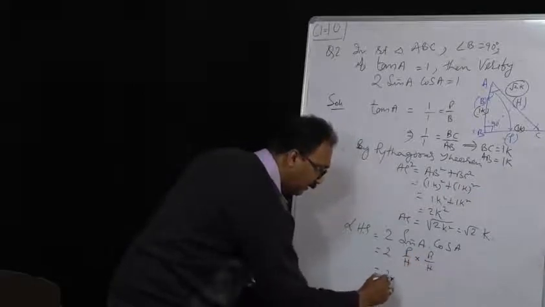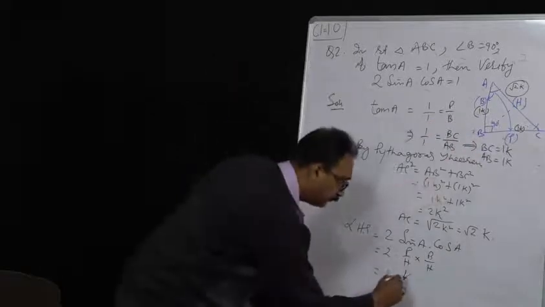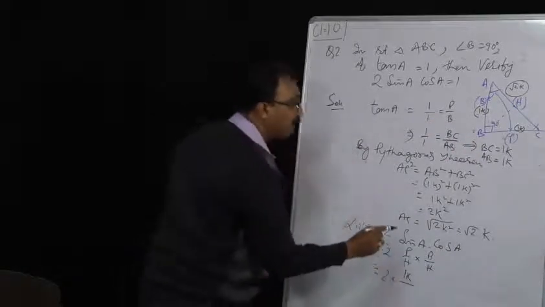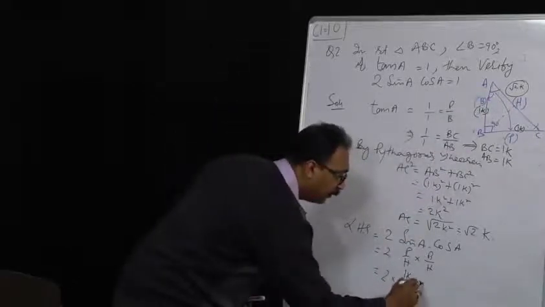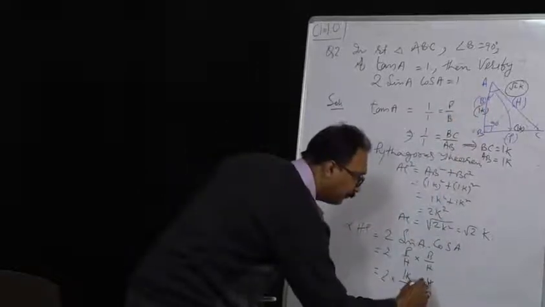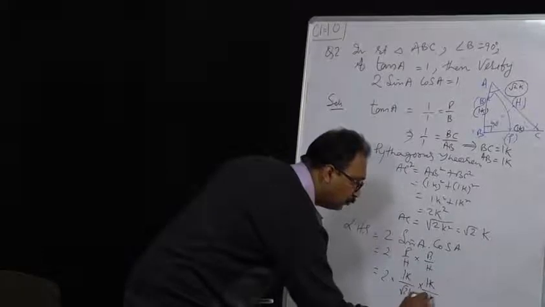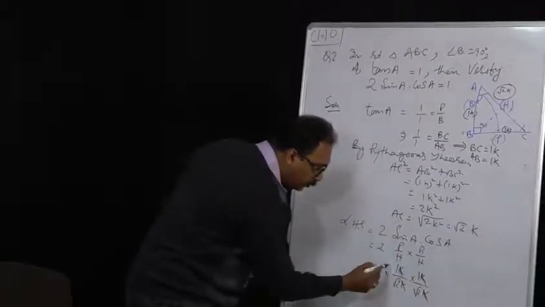Now look here in the figure. What is the perpendicular here? 1K. And what is the hypotenuse here? Root 2K. Into base. Look at the base, how much is it? 1K. And it is again root 2K. So this K and K cancel. So what are you getting here? 2 ones are 2 ones.